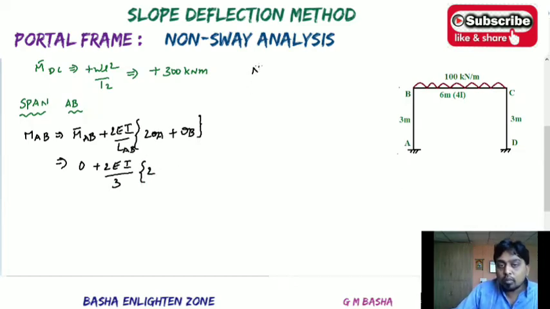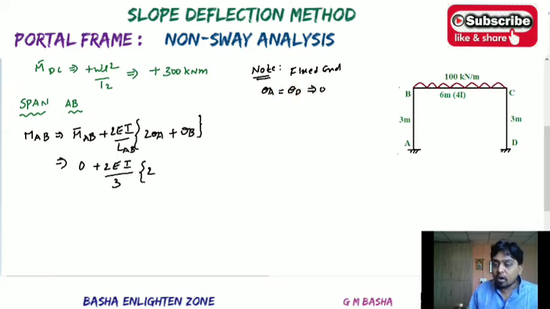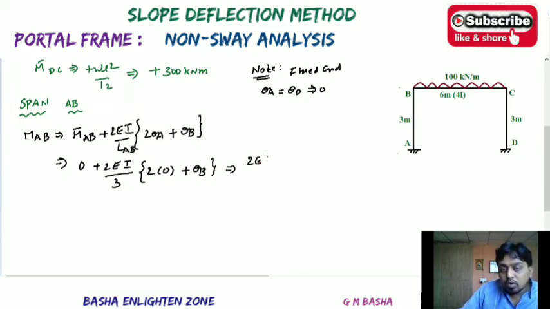Always remember one note point here: due to the fixed end conditions, the slope remains 0. That is, theta A and theta D will be equal to 0. So in the formula, whenever you get theta A and theta D, directly take 0. For example, if there is another beam or column and it is fixed, its slope remains 0. So at fixed ends, the slope remains 0. Please remember that: 0 plus theta B. If you simplify this, how much will you get? 2EI by 3 into theta B, which is equal to 2EI theta B by 3.